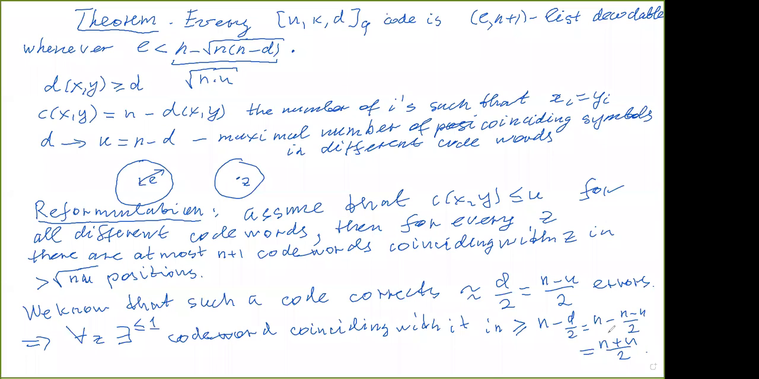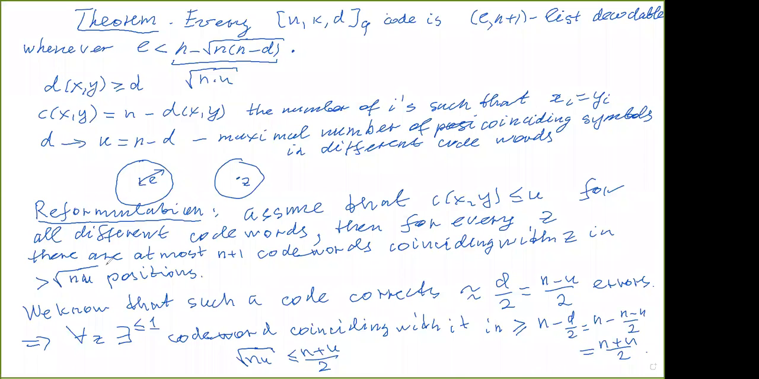And now you see what we do. Here (n plus u) over 2 is the arithmetic mean of n and u. Now, instead of the arithmetic mean, we consider the geometric mean. It's well known that the geometric mean is less than or equal to the arithmetic mean. And so we lower this bound. So now we consider fewer positions where we require the coincidence. That means that we enlarge the size of the ball, and we pay for that.